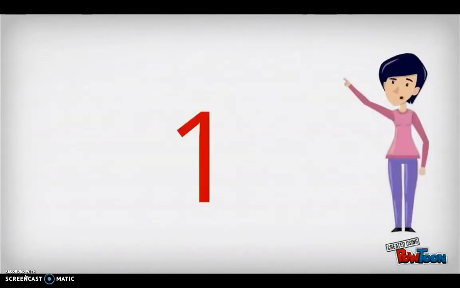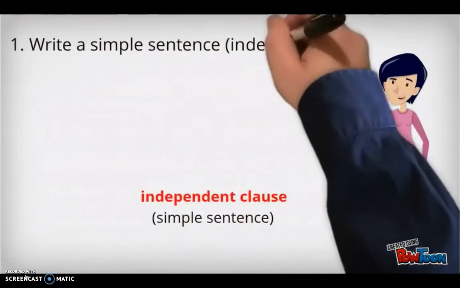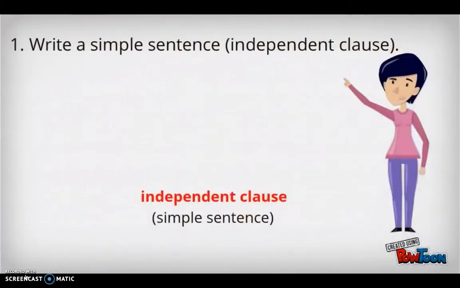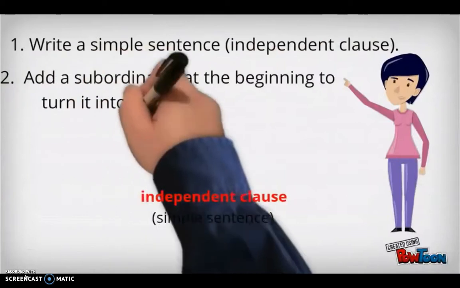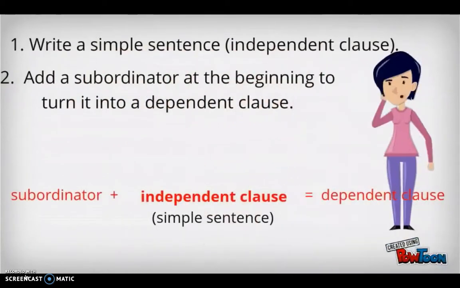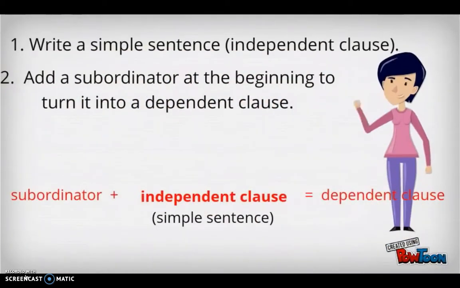Try to write 3 of your own examples on the bottom of your notes. Start by writing an example of an independent clause or simple sentence. Then turn it into a dependent clause by putting a subordinator at the beginning. I look forward to seeing your examples tomorrow.